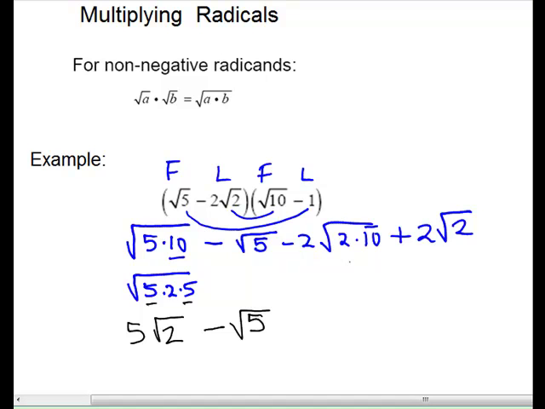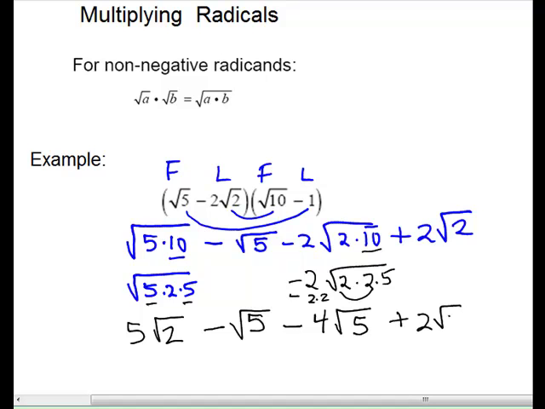On the next one, we can break down. The 10 will do 2 times 5. So we have a 2 underneath and a 2 times 5. So for the 2's, a 2 is going outside. It's going to multiply by the 2 that's already out there. So it'll give us minus 4 times the square root of 5. And our last term, there is no simplifying we can do.